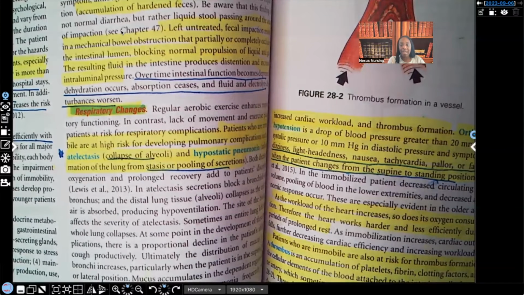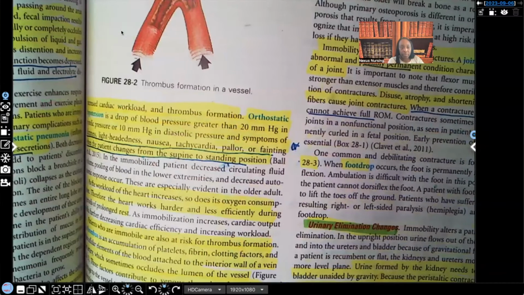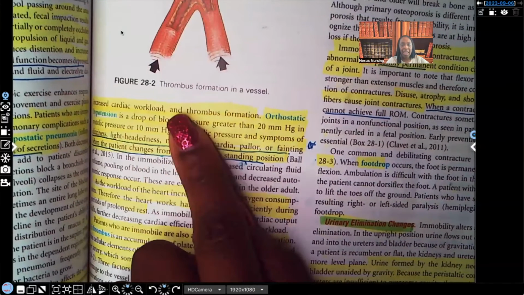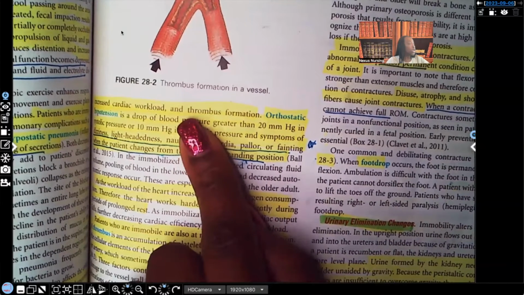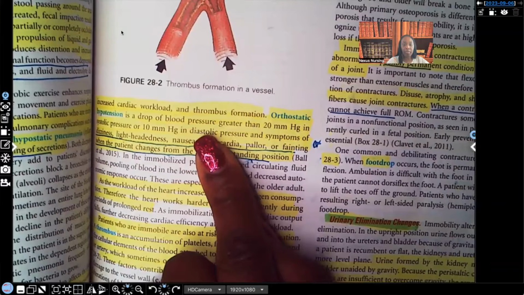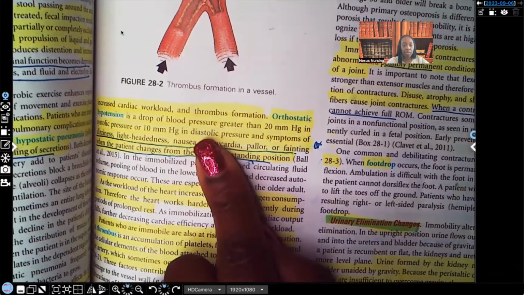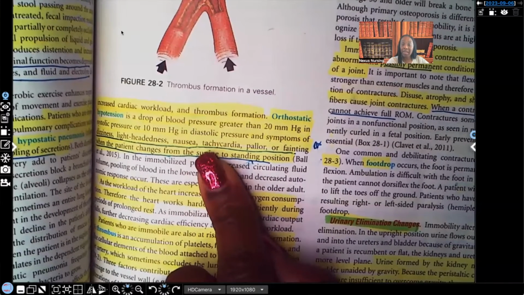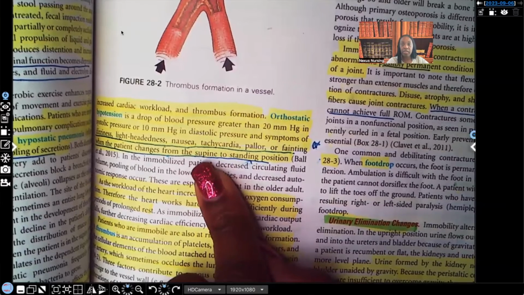Let's talk about cardiovascular changes. When it comes to cardiovascular changes, we're going to be concerned about orthostatic hypotension, increased cardiac workload, and thrombus formation. Thrombus means clot. So let's talk about orthostatic hypotension first. Orthostatic hypotension is a drop in blood pressure greater than 20 systolic or 10 diastolic, with symptoms of, and you need to know these symptoms, I underlined them: dizziness, lightheadedness, nausea, tachycardia, pallor, and fainting, when the patient changes from supine to standing position.